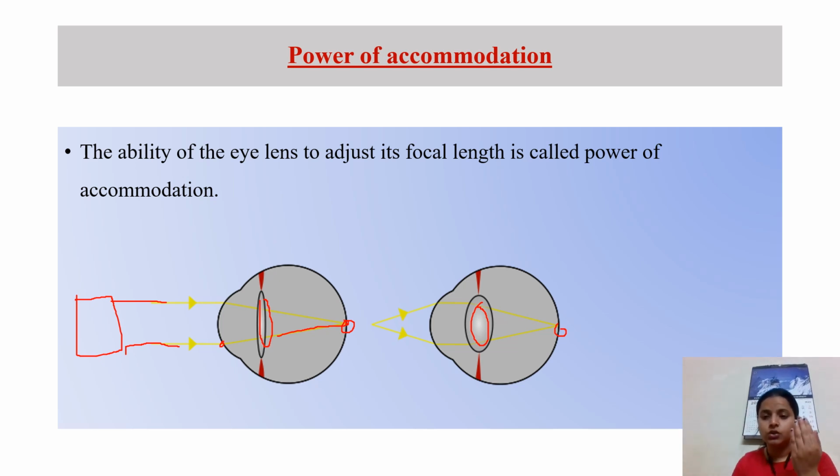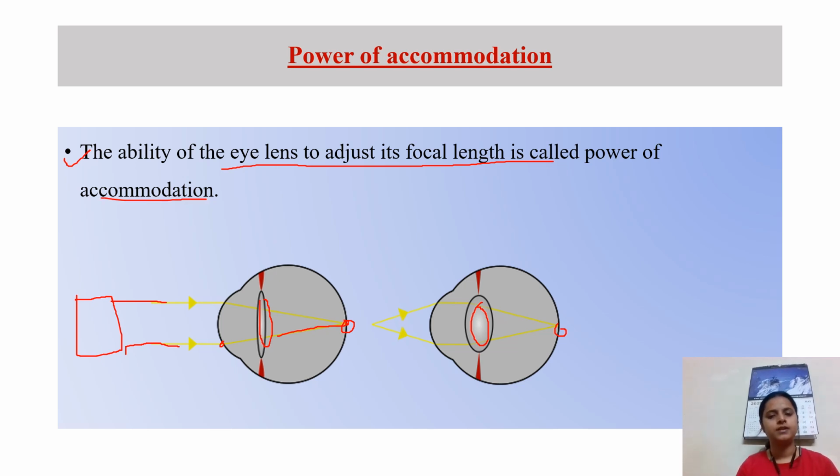If something is very near to the eye, then also we need to focus so that we can clearly see the image. So power of accommodation is basically where our eye lens tries to adjust its focal length in order to see the image clearly. That is why the definition given here is that the ability of the eye lens to adjust its focal length is called power of accommodation.